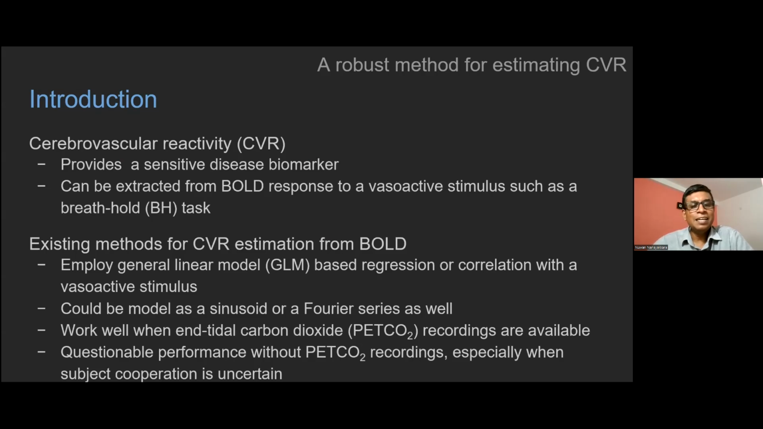But existing methods estimate CVR from BOLD data using a general linear model based regression or a correlation with the vasoactive stimulus measured from either end-tidal CO2 or from the study design. There are also some studies reporting modeling CVR with a sinusoid or a Fourier series. But these are questionable, especially when subject cooperation is uncertain, or when the end-tidal CO2 recordings are not available.